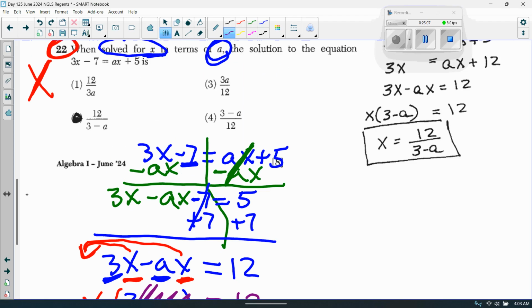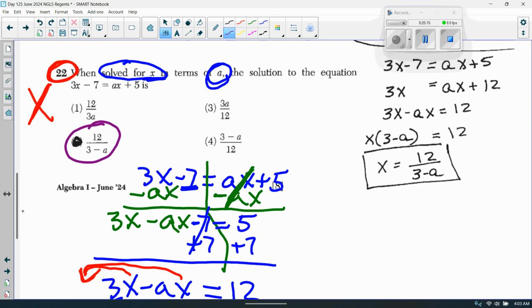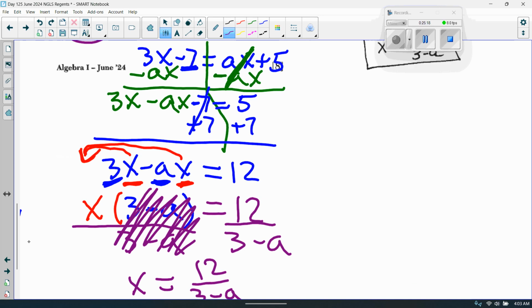This is a very tough question. I want to say 1/3 of all the students got it right. So if you got it, give yourself a pat on the back because I'm impressed.